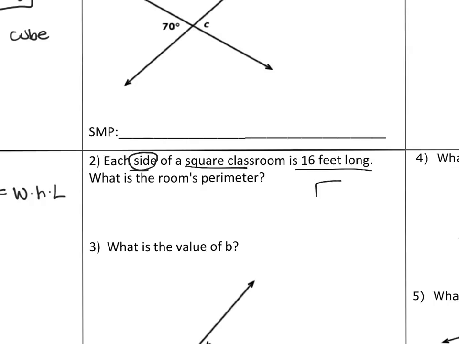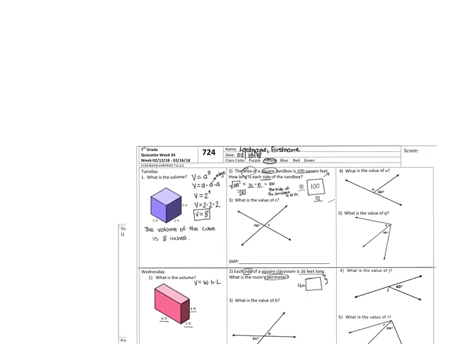So I would start by drawing a picture, modeling with my math. That kind of looks like a rectangle, but I'm going to pretend it's a square. And it's saying the side is 16 feet long. And here it's not asking for the area. It's asking you for the perimeter. So it's asking you for the exterior, the outside of the square. Now let's look at number 2 for the other days.